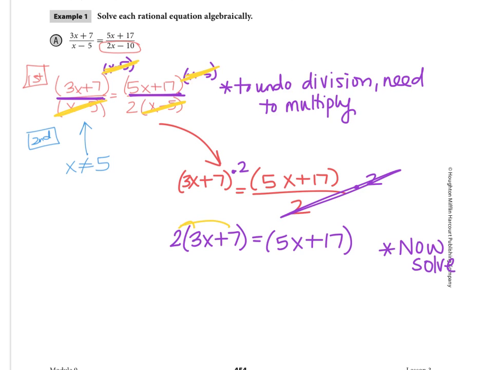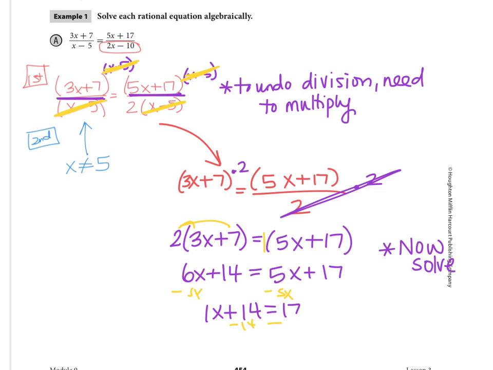All right, so I've got to distribute. That's going to give me 6x plus 14. There's just a 1 distributing on this other side since there's nothing written there, so that's just 5x plus 17. If we solve that, I'm going to subtract 5x from both sides, minus 5x. So that's 1x plus 14 equals 17.